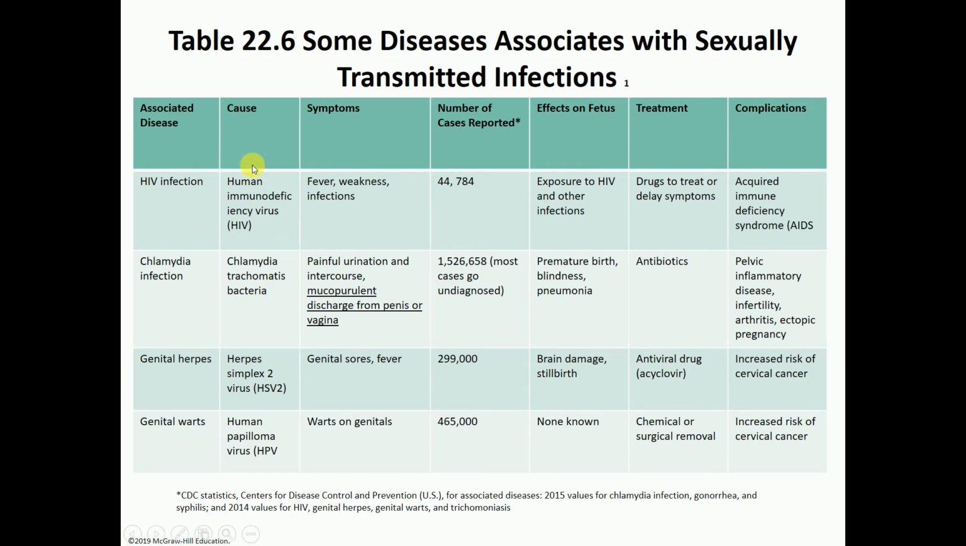So, HIV infection is a viral infection with the human immunodeficiency virus or the HIV. Chlamydia infection is by a bacteria known as Chlamydia trachomatis. This causes a very mucus, pussy kind of discharge from the penis or vagina, known as a mucopurulent discharge.